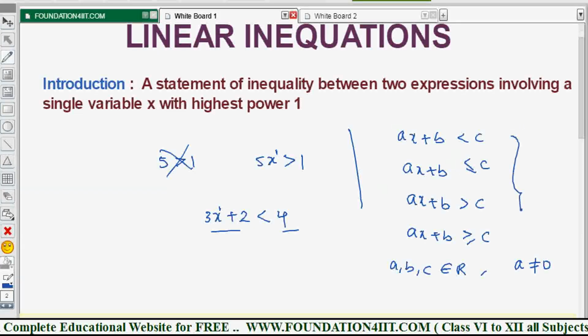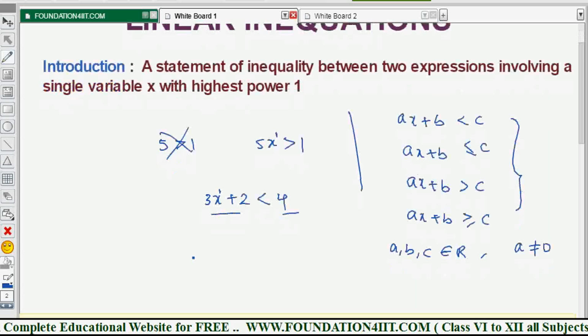Based on this, we can see many examples. Not only whole numbers, you can take fractions also. For example, 3 by 2x less than or equal to 6 plus x. Okay, this is also a linear inequation. And you can take an example, 4 by 7x minus 8 greater than 4. So here the variable is on the left hand side, and on the right hand side there is none. If you take the x terms to one side, then you can simplify.